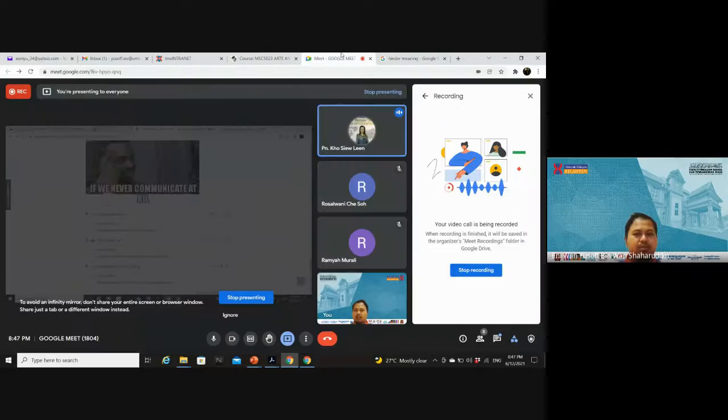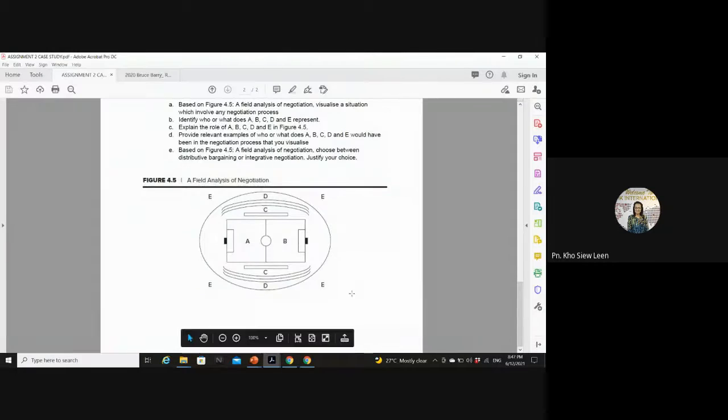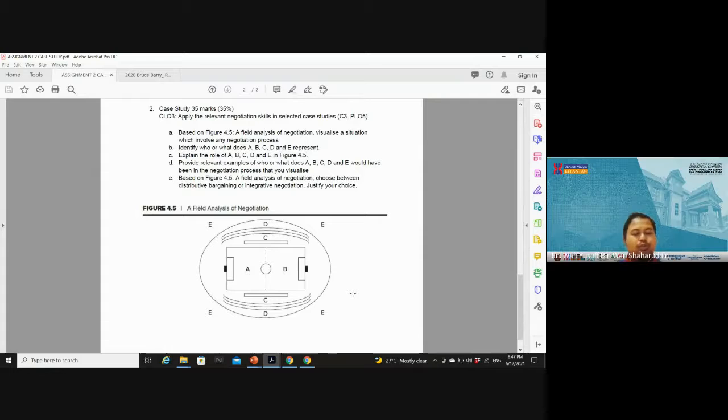Just to reconfirm, we just have to put in the character, not their names? For example, this is a seller, Sally, no need? Just their character only. Up to you. If it helps you to put names to them rather than just the character that they are playing, it will also be okay. This is a narrative form of essay, whereby you are explaining a negotiation process based on the field analysis of negotiation.